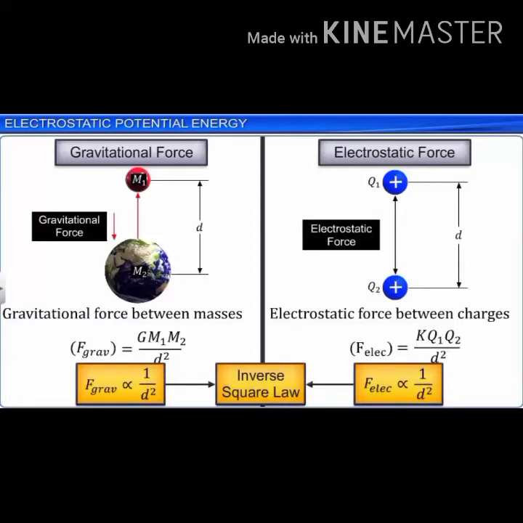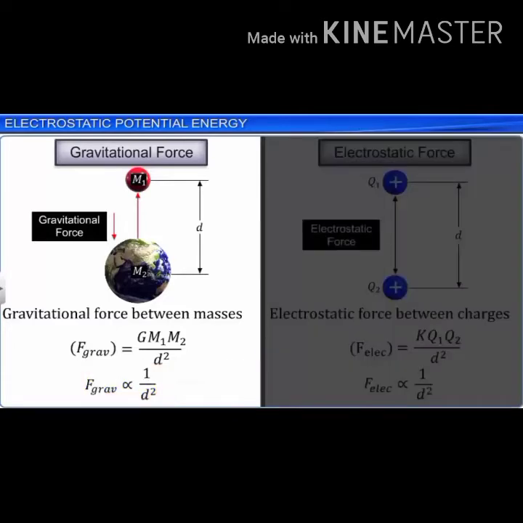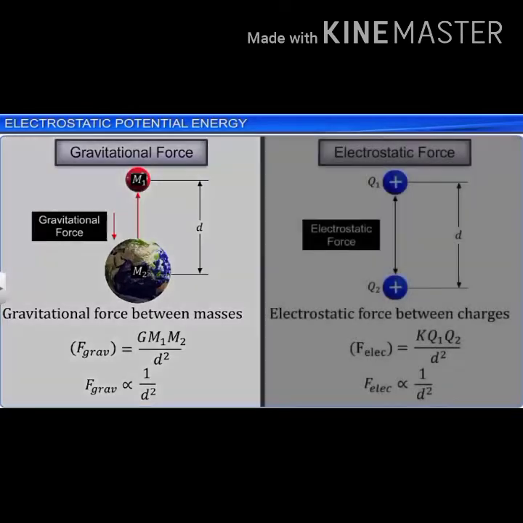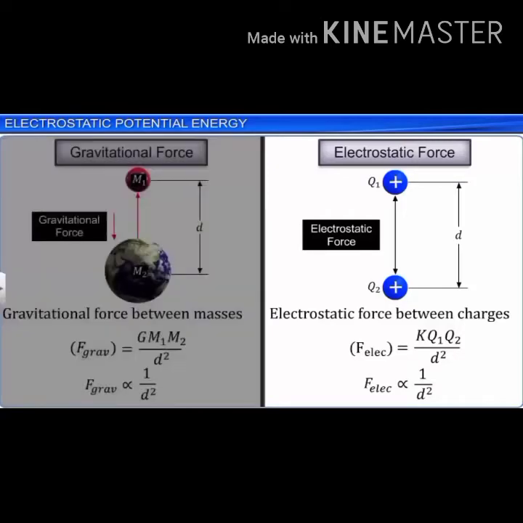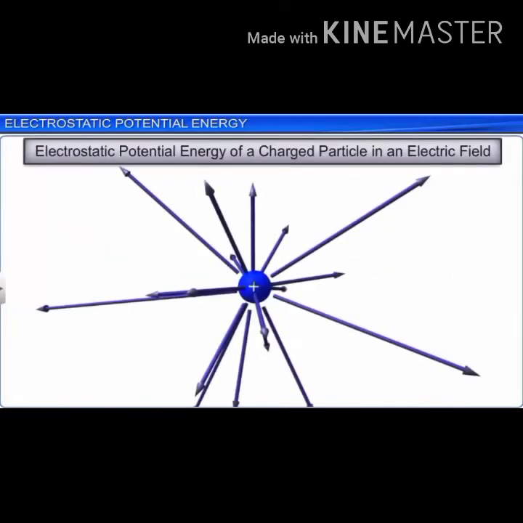We know that the work done against gravitational force is stored as gravitational potential energy for the mass in the gravitational field. Similarly, work done against electrostatic force is stored as electrostatic potential energy in a charged particle in an electric field. Let us now discuss the electrostatic potential energy of a charged particle in an electric field.